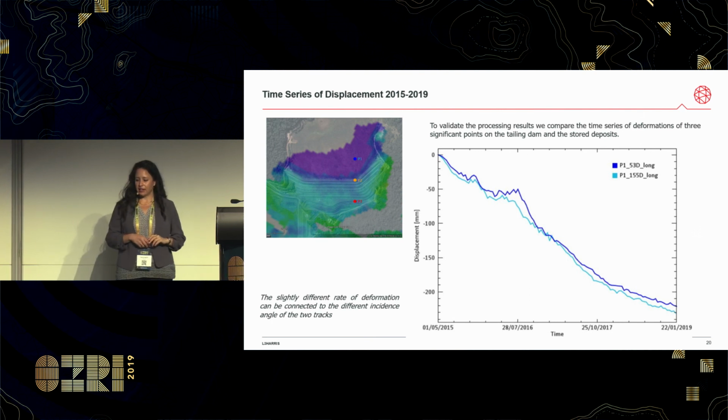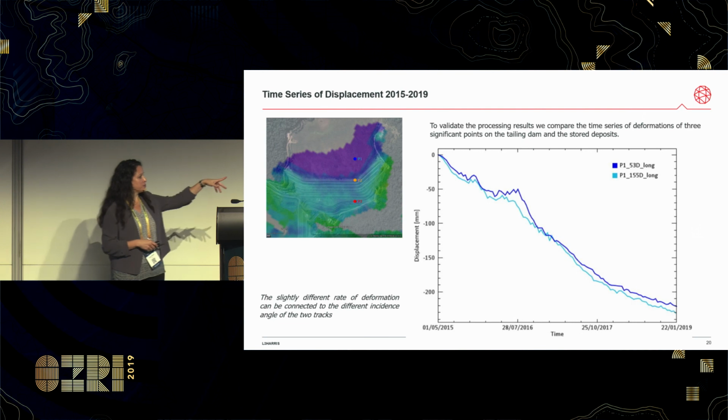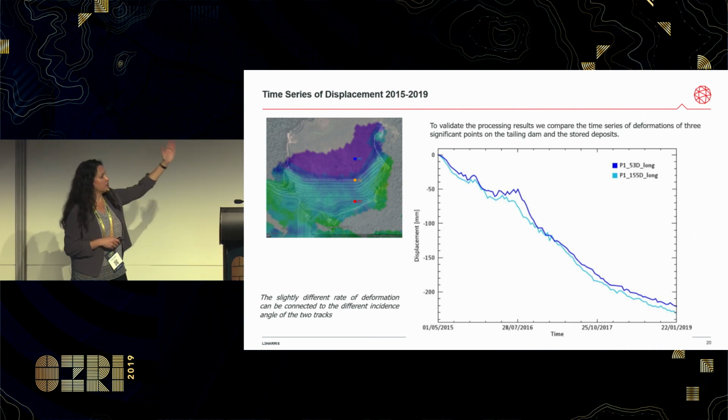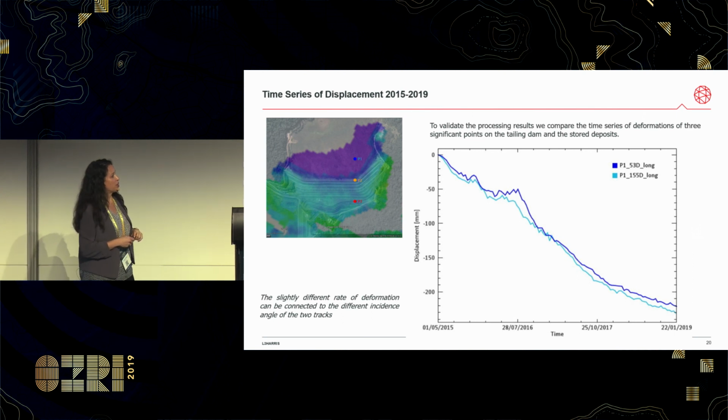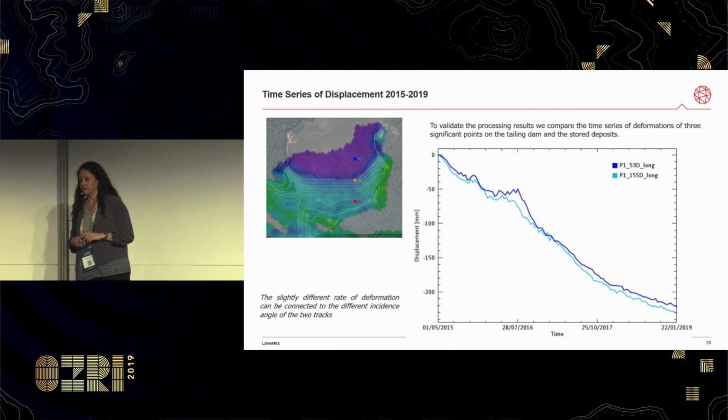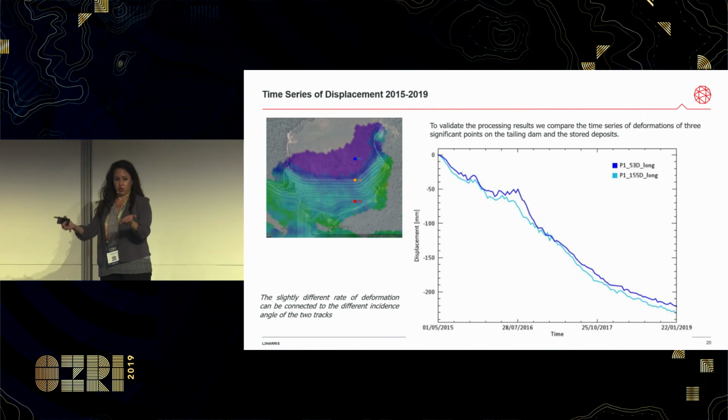We're looking at data again now from 2015 to 2019, and so we wanted to go ahead and see what that looks like. Again, there's that downward slope showing the displacement in millimeters per year. At the top of the tailings dam, we're seeing upwards of 200 millimeters displacement over that time, where that land is sinking.